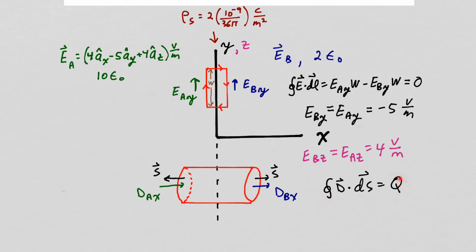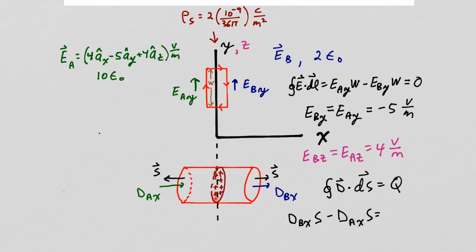We will now apply Gauss's law. Along the side, the integral of D dot dS will be 0 because whatever electric flux enters exits. So there's no net flux leaving the side of our Gaussian surface. The integral of D dot dS on the right surface is D sub bx times S, and on the left surface it's minus D sub ax times S, because of the opposite directions of D sub ax and S.